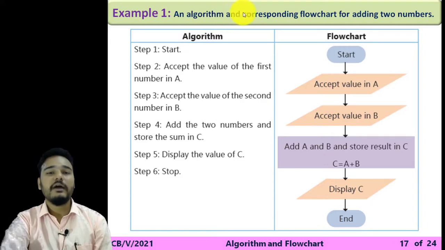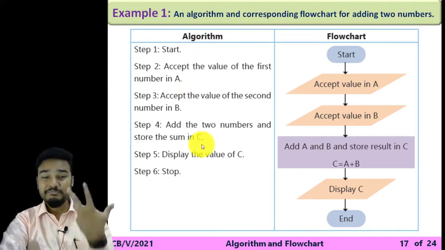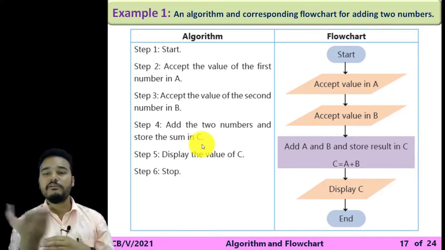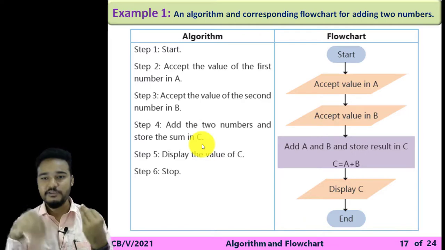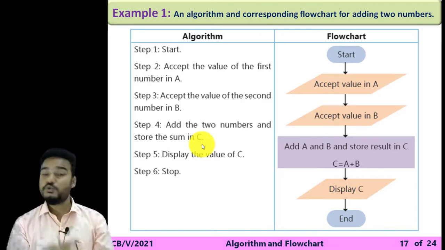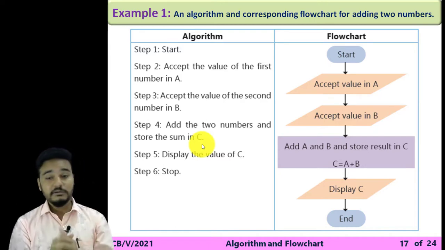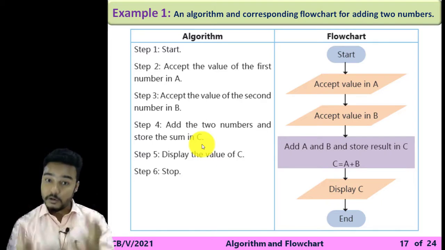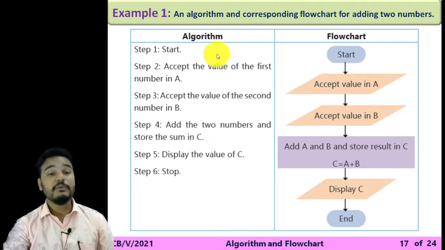Okay, now here is an example: an algorithm and corresponding flowchart for adding two numbers. Now two numbers we have to add. Suppose two numbers are there. You were already in 4th standard, and you are in 5th, so 4 plus 5, two numbers are there, and we have to draw the flowchart also. But we cannot draw a flowchart directly. We have to prepare the algorithm for that first. So we will prepare the algorithm.